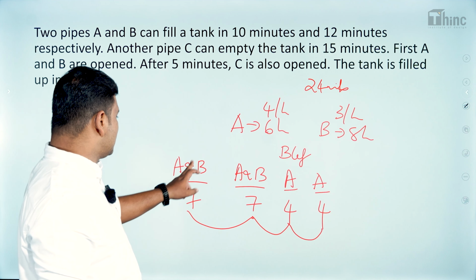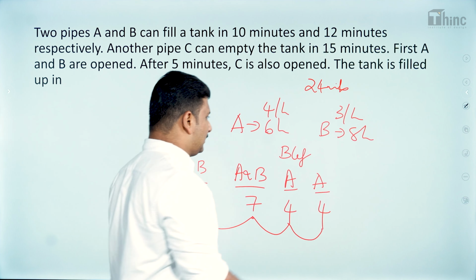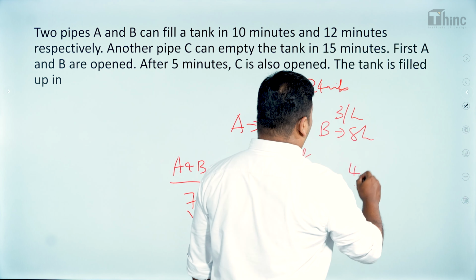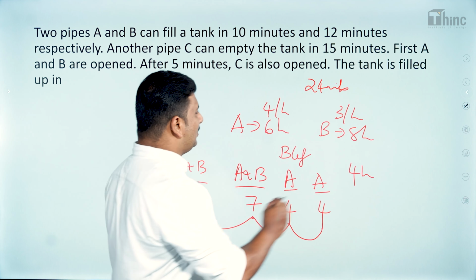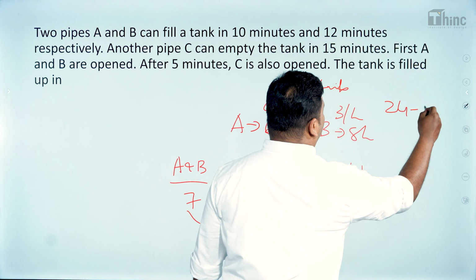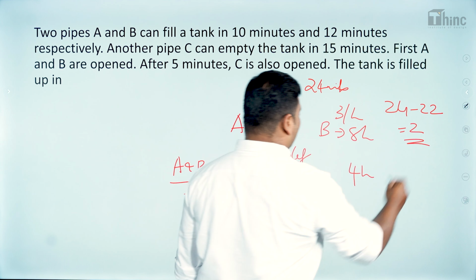So already how many hours is gone? 1, 2, 3, 4 hours gone, right? So 4 hours gone. How many units done? 22 units done. How much is pending? 24 minus 22. That is 2 units is what is pending.